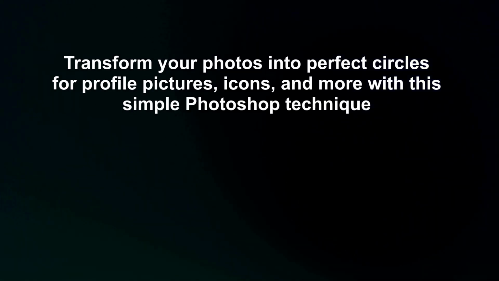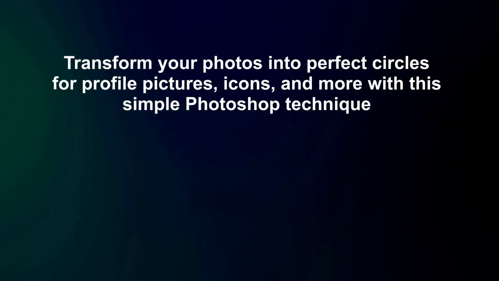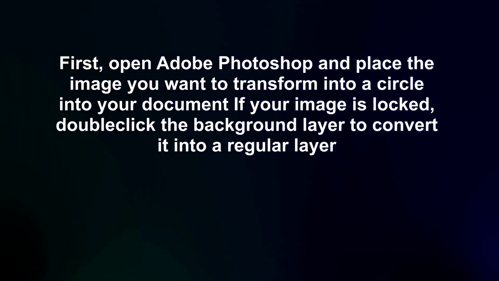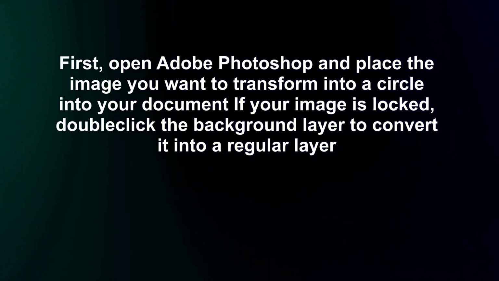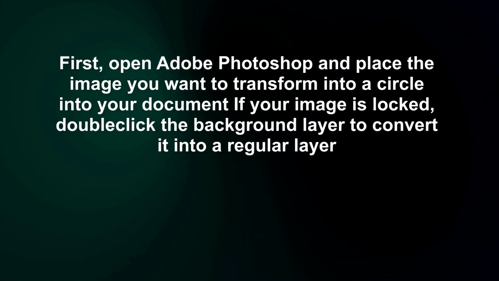Transform your photos into perfect circles for profile pictures, icons, and more with this simple Photoshop technique. First, open Adobe Photoshop and place the image you want to transform into a circle into your document. If your image is locked, double-click the background layer to convert it into a regular layer.